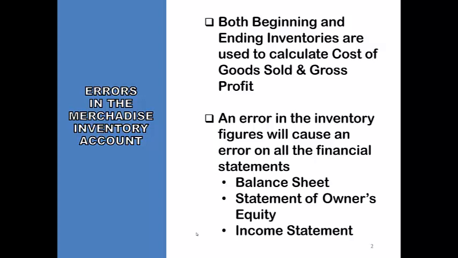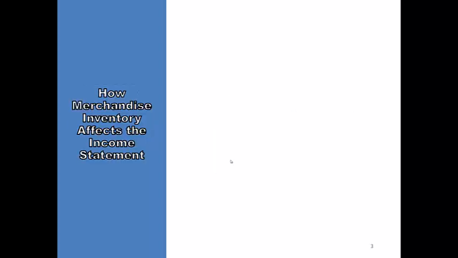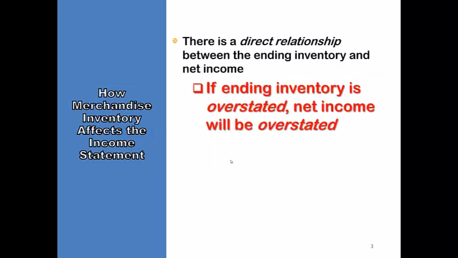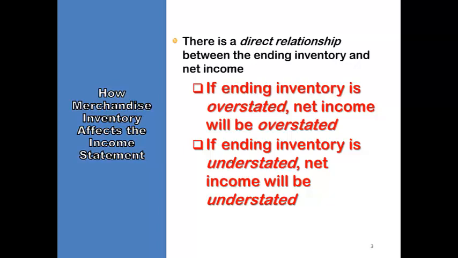We'll have an error on the balance sheet because merchandise inventory will be incorrect. We'll have an error on the income statement because cost of goods sold and gross profit will be incorrect. And then when the income is transferred to the statement of owner's equity, that makes the statement of owner's equity incorrect as well. So now we'll look at how inventory errors affect the income statement.